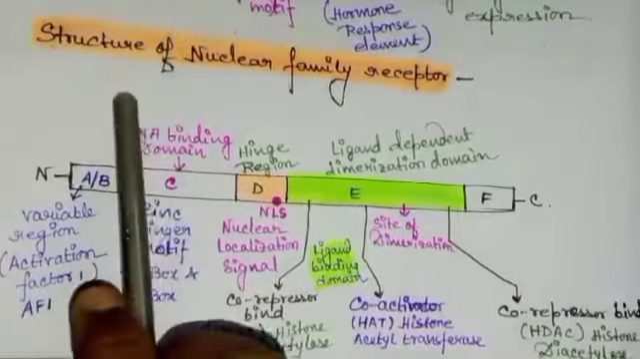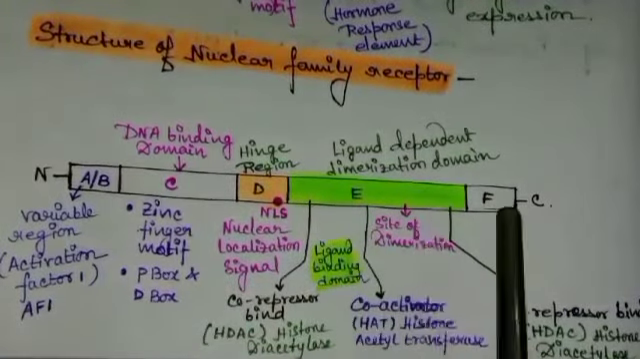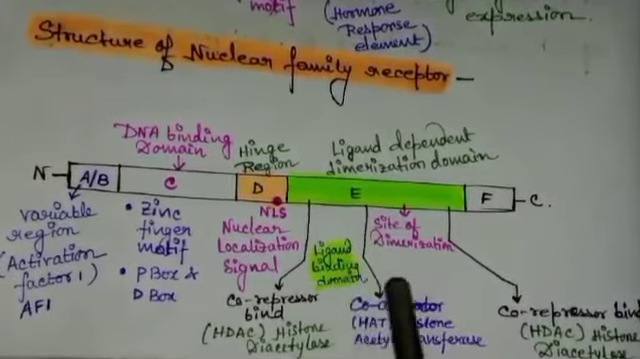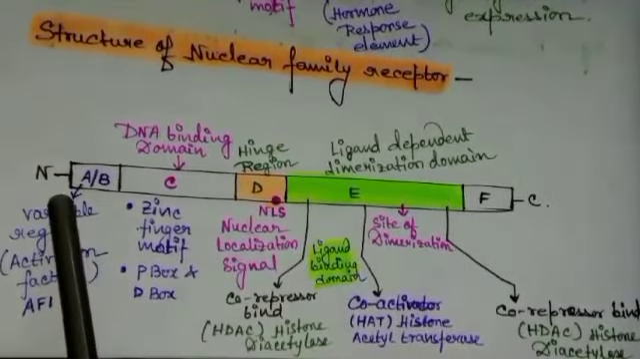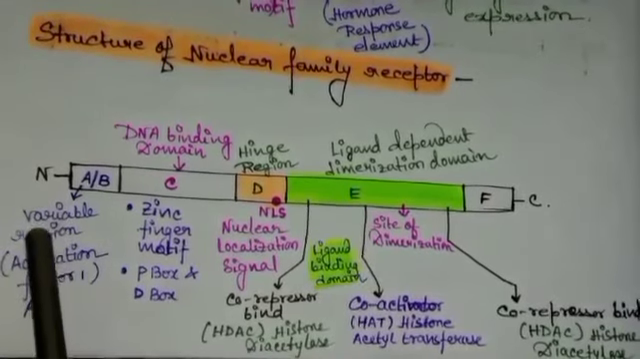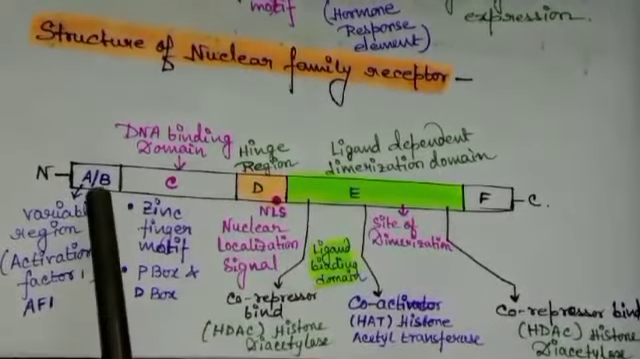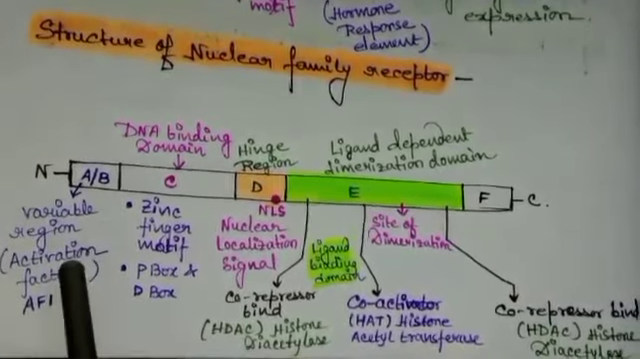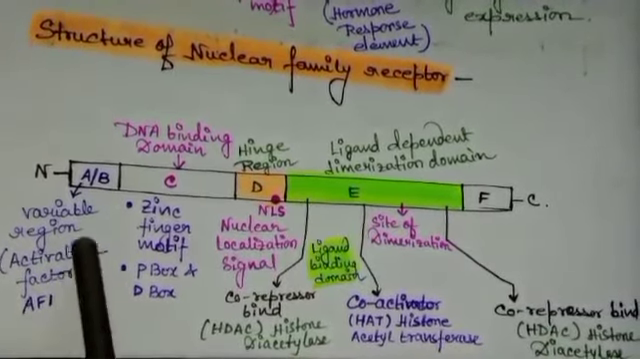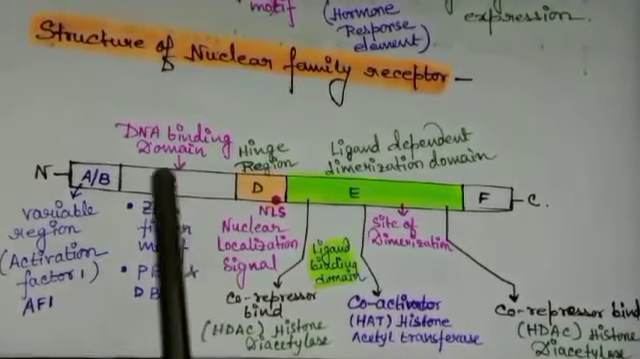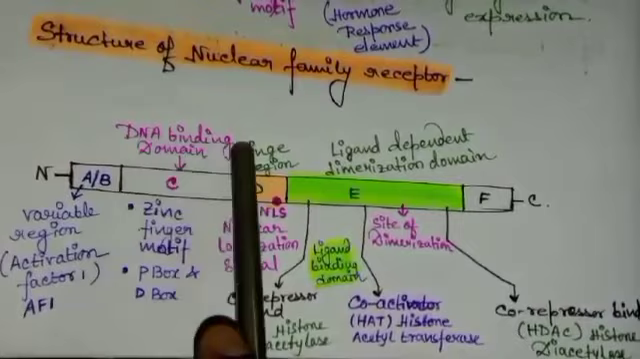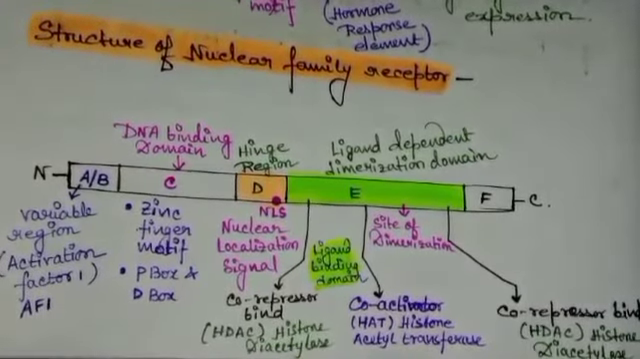Now let's discuss the detailed structure of nuclear family receptors. This is the detailed structure that you see here. Here you can see N. This N is the amino terminal attached to the receptor, and this A/B is a variable region where activation factor 1 lies. And this C region, domain C, contains the DNA binding domain, which has zinc finger motifs. As I have told before, zinc finger motifs are protein domains that have 4 cysteine molecules and interact with DNA along with the hormone response element.